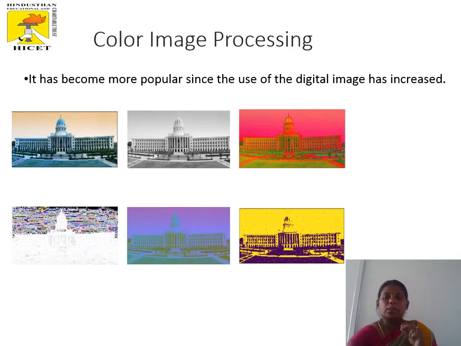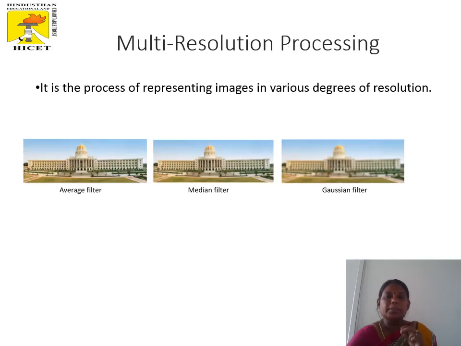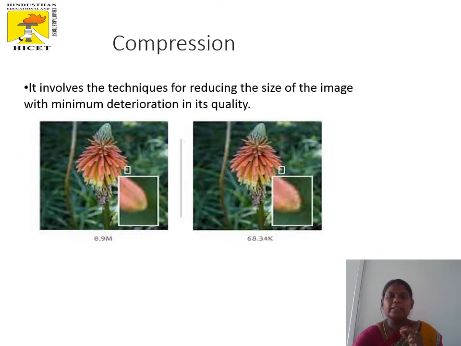So next we are going to see about multi-resolution processing. It is a process of representing the images in various degrees of resolution, that is average filtering, median filtering, Gaussian filtering, etc. Next, that is compression. As the name implies, it deals with techniques for reducing the storage required to save the image or the bandwidth required to transmit it, and it is also used on the internet.